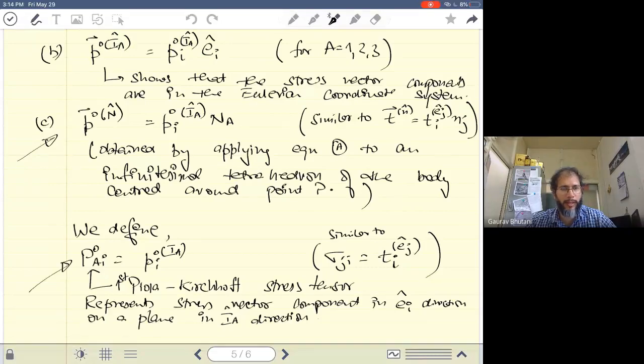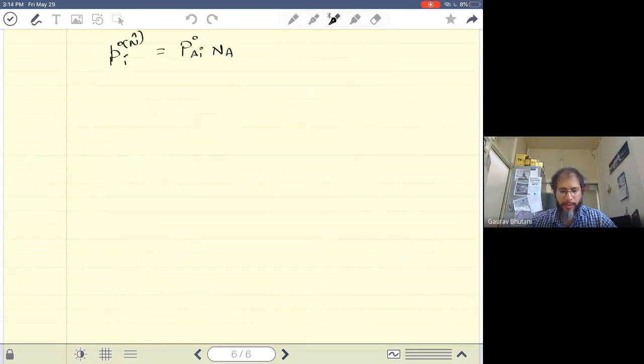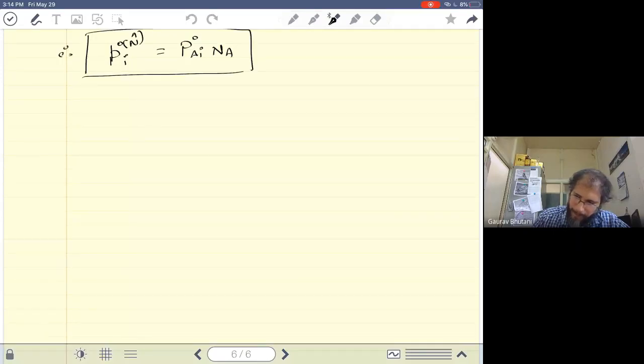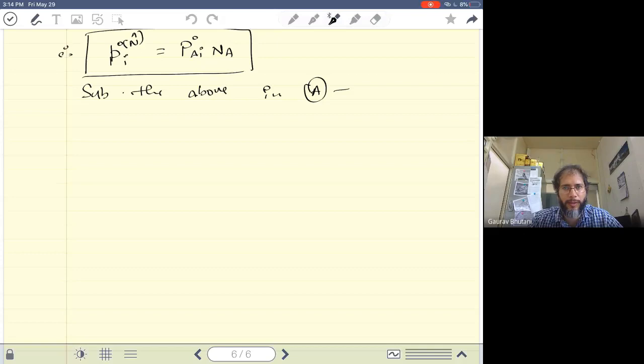Again, it's in parallel with what we have done earlier for Cauchy stress tensor, but now instead of sigma we have P naught AI, and instead of small n we have capital N. All right, so now we'll substitute this in the equation number A that we had left earlier, the force balance equation A. When you substitute that, the only term that changes is the third term, the surface area term. The rest of the terms stay as they are.